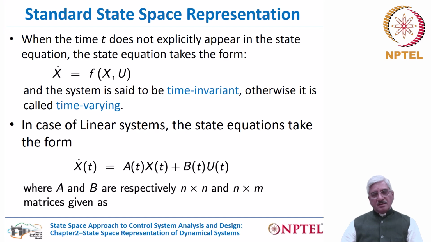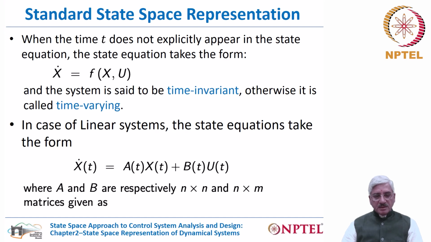When time t doesn't explicitly appear in the state equation, the state equation takes the form x dot equal to f(x, u). There are only n plus m arguments. Time is not there in this implementation. Then the system is called time invariant. This is generally the situation. Most of the time we come across time invariant systems. However, there are a few situations where we come across systems which are time varying, and in that case the representation which was given in the previous slide was good.